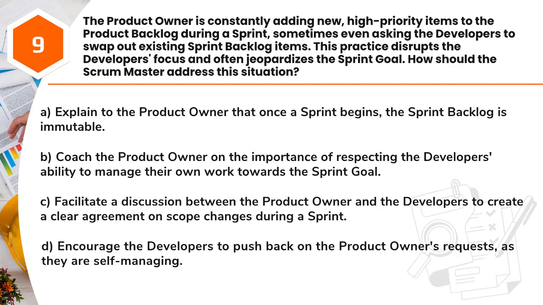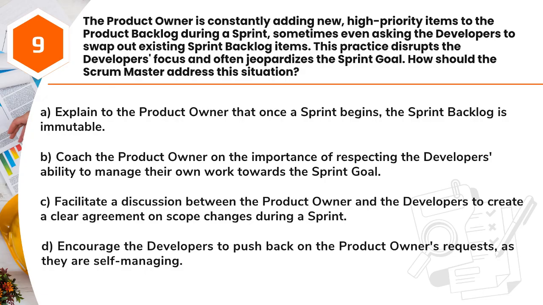Question 9. The product owner is constantly adding new, high-priority items to the product backlog during a sprint, sometimes even asking the developers to swap out existing sprint backlog items. This practice disrupts the developer's focus and often jeopardizes the sprint goal. How should the Scrum Master address this situation?